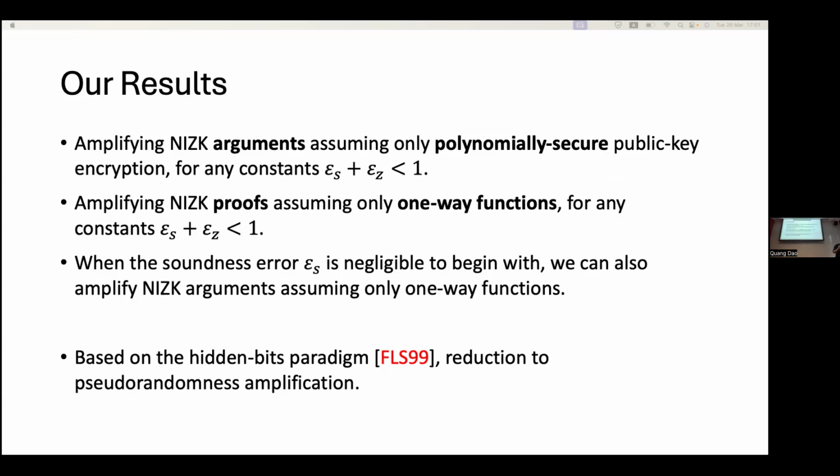Finally, if you only want to amplify zero knowledge, that is, if you assume that your weak NIZK is sound and just the zero knowledge is weak, then also one-way functions are sufficient. You don't need public encryption. We only need public encryption to amplify computational soundness. These results are based on the hidden bits paradigm of Feige, Lapidot, and Shamir, and essentially we use it to get a reduction to pseudorandomness amplification. Informally, this is what the hidden bits paradigm allows us.